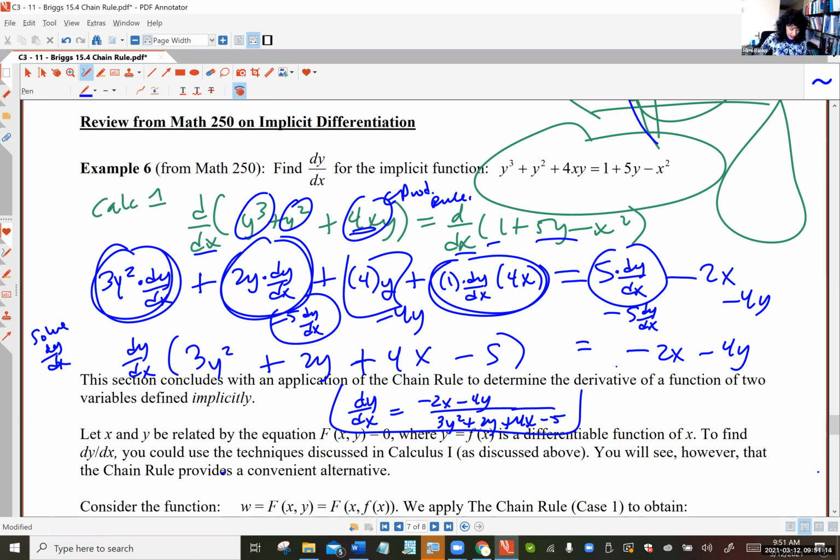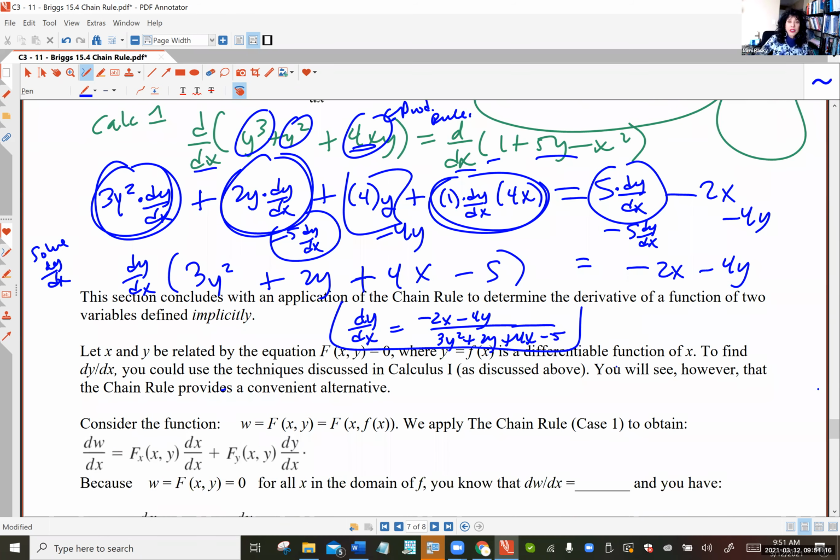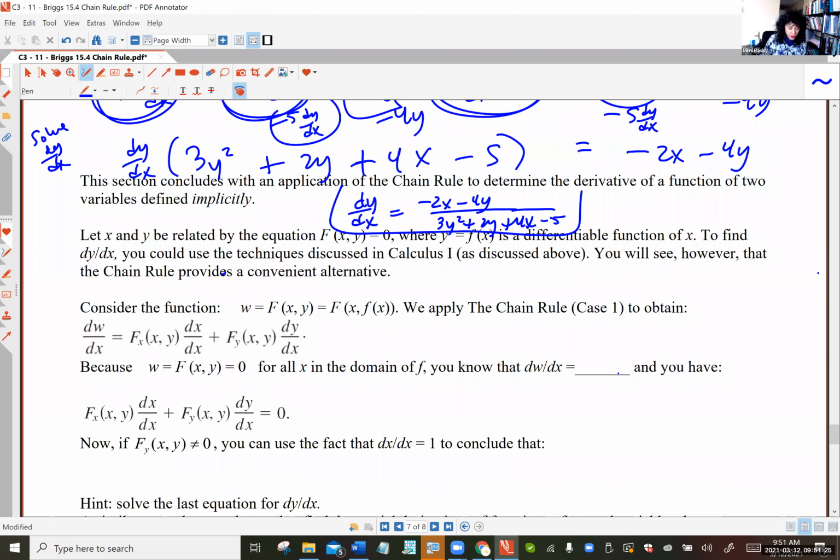Fine. Well, it turns out there's a really easy way to get this dy dx if you're here in Calc 3. So before I give you the quick and dirty formula, let me derive it for you first. So let's say you have a function w that we're going to call big F, and big F is a function of x and y, and if we replace y with f of x, we can use the chain rule.